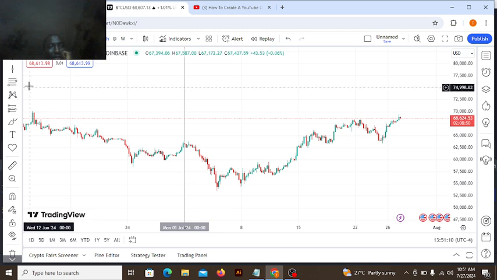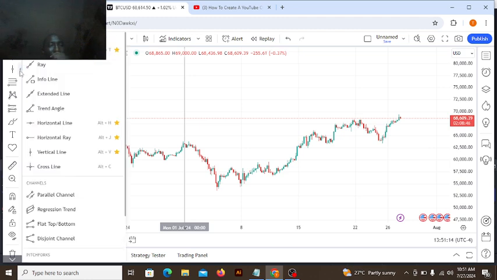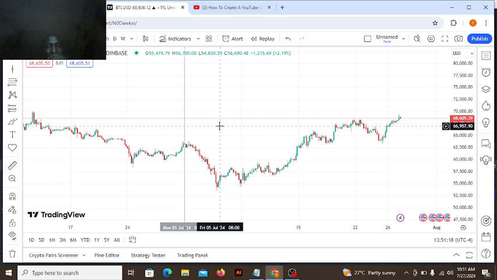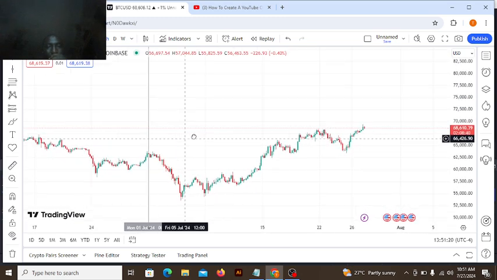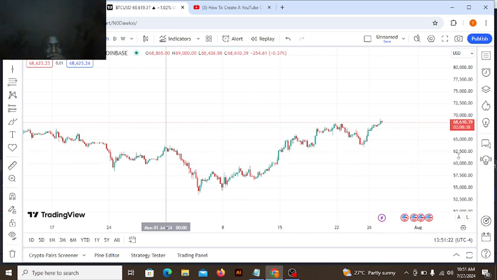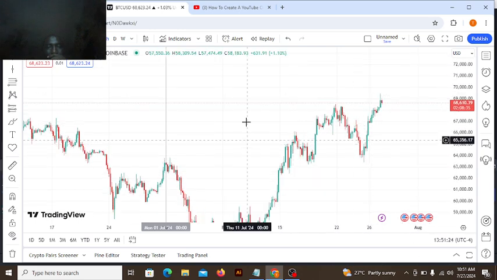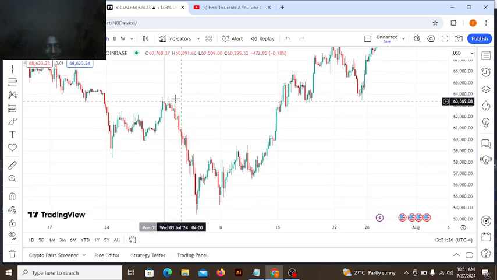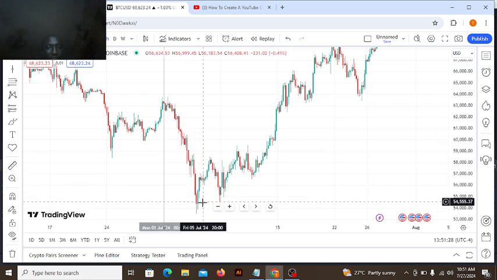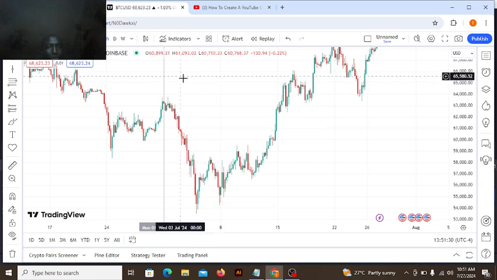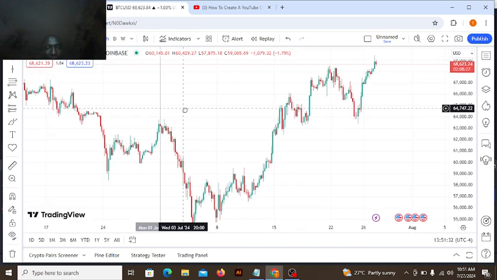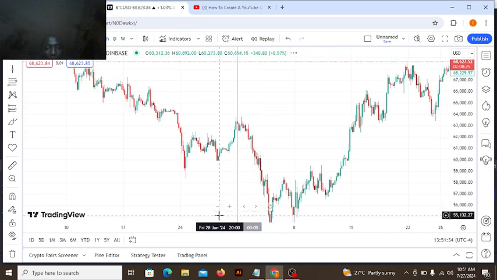We drew a vertical line here. When we drew a vertical line, you can see the market breaks down. So what really happened here is what we are going to discuss.